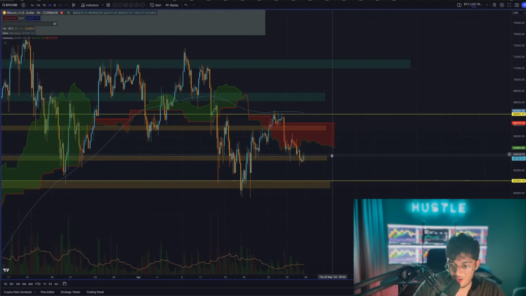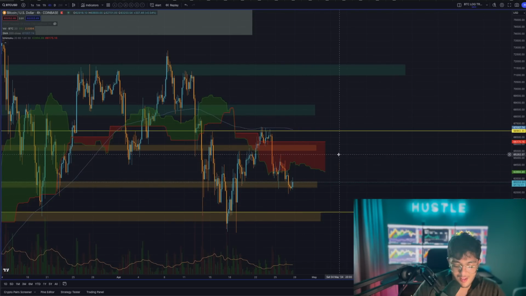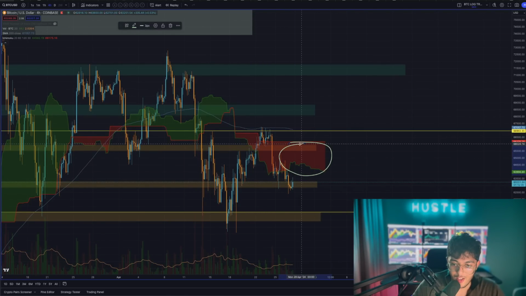We've already seen this on the 4-hour time frame as well. It's not particularly often that the 4-hour Ichimoku cloud is in exactly the same place as the 1-hour Ichimoku cloud, right? Take a look at this.